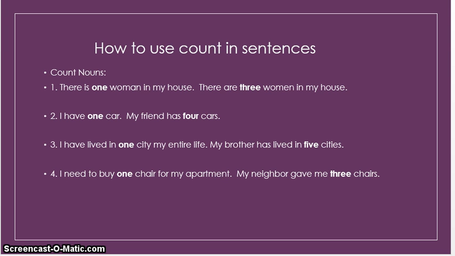How do you use count nouns in sentences? Well, you can see from these 4 sentences that I have put a number word in front of the count noun. For example, in sentence number 1, there is 1 woman in my house. There are 3 women in my house. In sentence number 2, I have 1 car. My friend has 4 cars. You see in sentences 3 and 4 the same thing. So I can put a number word in front of a count noun word.